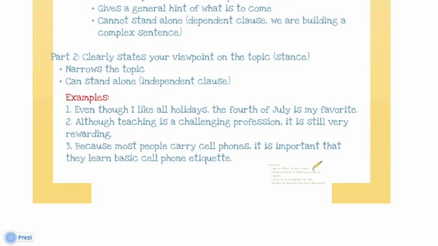But you're narrowing down the topic, so you're not going to talk about just all holidays in general. You're going to talk about your favorite, which is 4th of July. Okay? Although teaching is a challenging profession, it is still very rewarding. So this one's kind of been flip-flopped on you. So things that are rewarding is kind of the topic, and teaching being the thing that I find rewarding. Okay, number 3, because most people carry cell phones, it is important that they learn basic cell phone etiquette.